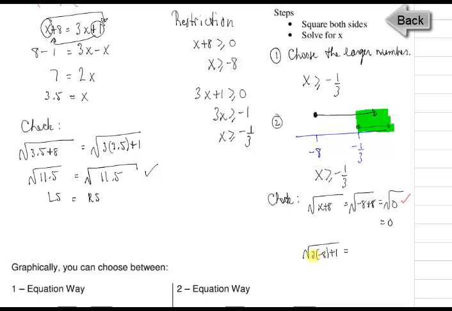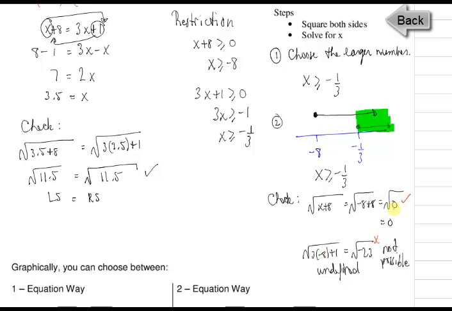And we're going to go 3 times negative 8 is negative 24, plus 1 is negative 23, and this is not possible. Okay, and that's because it's undefined, because you cannot take the square root of a negative number. So notice that negative 8 does not work when we plug it back into both radicals. Okay, it does on the first one but not the second one.